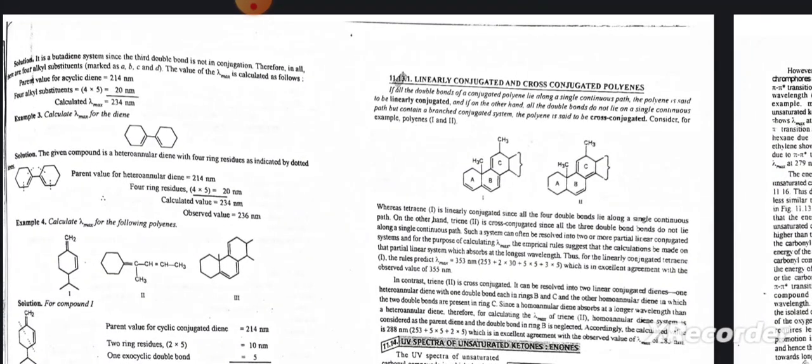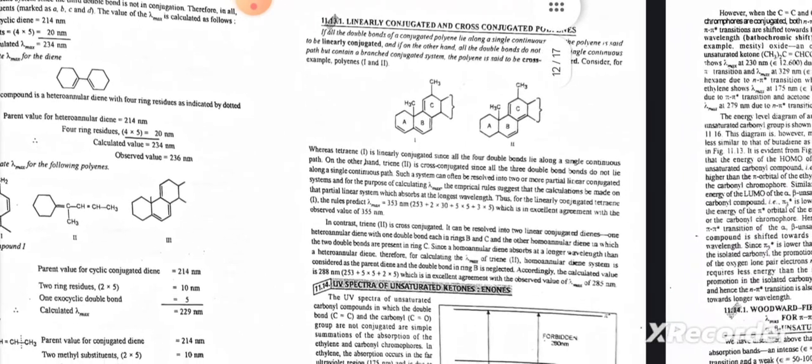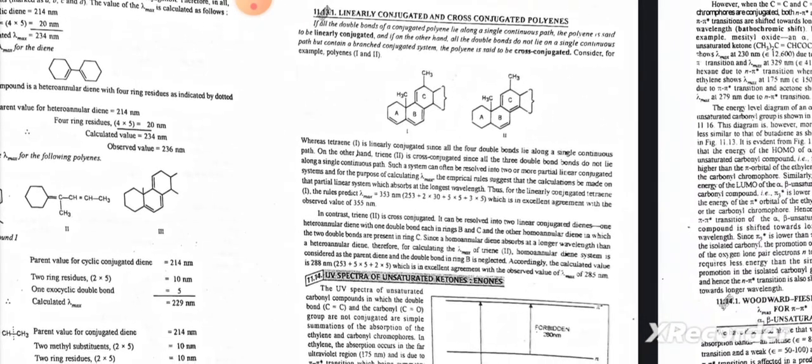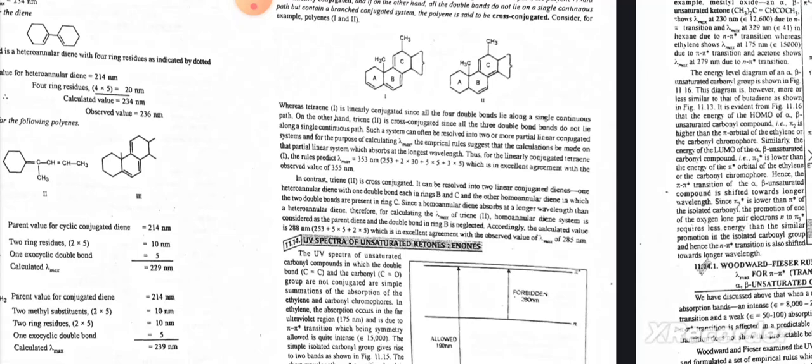Linearly conjugated and cross-conjugated polyenes. If all the double bonds of a conjugated polyene lie along a single continuous path, the polyene is said to be linearly conjugated. If, on the other hand, all the double bonds do not lie on a single continuous path and contain a branch in the conjugated system, the polyene is said to be cross-conjugated.